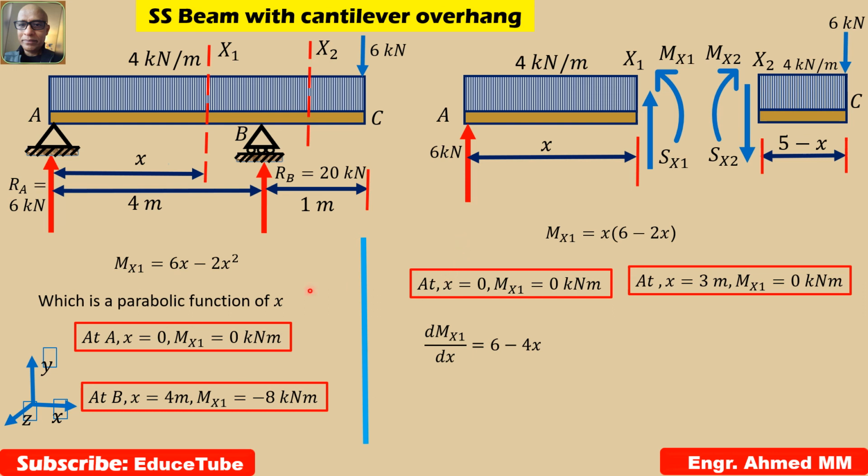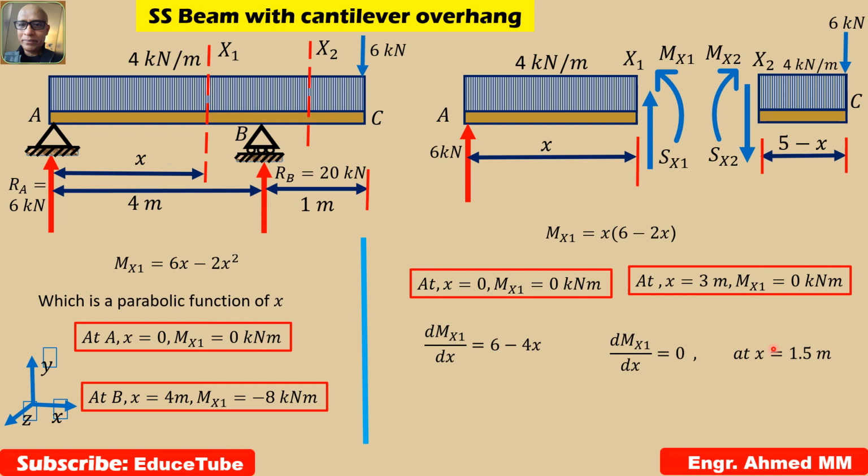Now differentiating this equation, we find dMx1 by dx equal to 6 minus 4x. So what is the benefit of this? If we put this derivative equal to 0, it means slope is 0, because it is at x equal to 1.5, because if you put it 0, then x equal to 6 by 4, so surely it is 1.5.